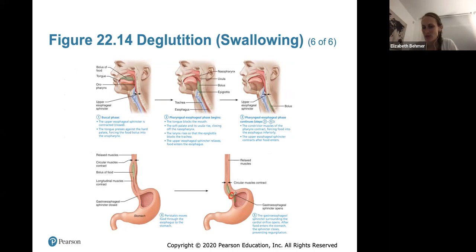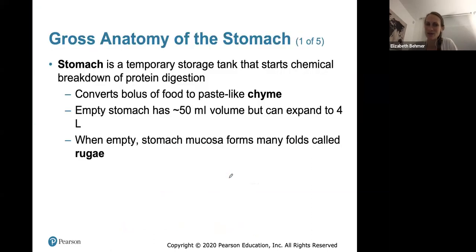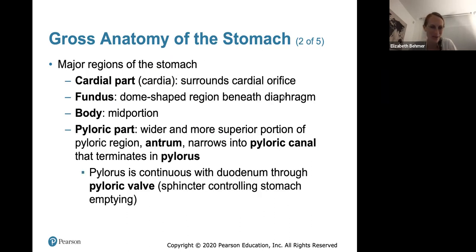And again, when the gastroesophageal sphincter can't close all the way, that's when we get acid reflux coming back into the esophagus. So into the stomach is like our storage tank. From here, it converts the bolus of food into a paste-like chyme, which sounds wonderful. An empty stomach has about 50 milliliters of volume, but it can expand up to 4 liters. And when empty, the stomach mucosa can form many folds called rugae, which you might have remembered from anatomy.